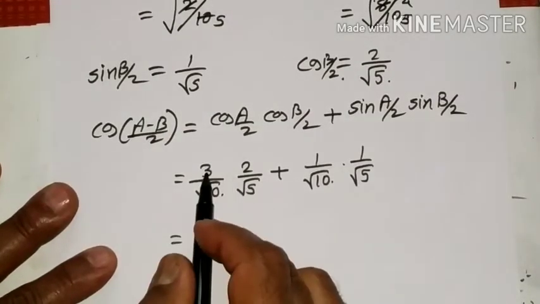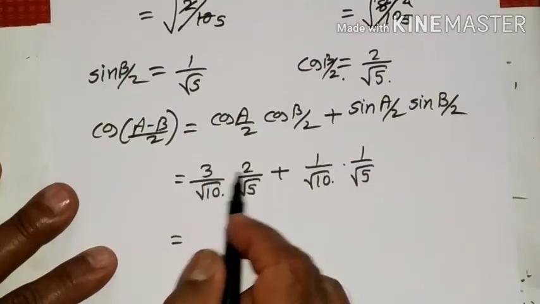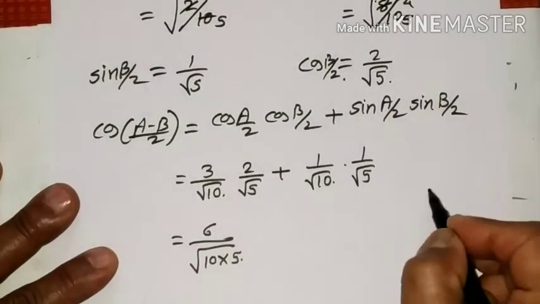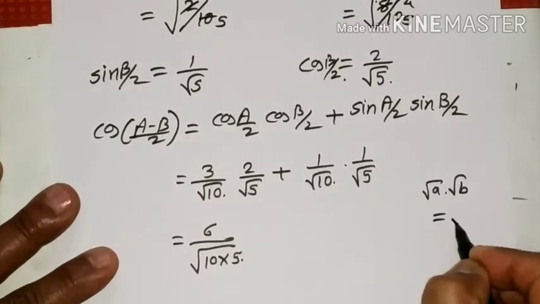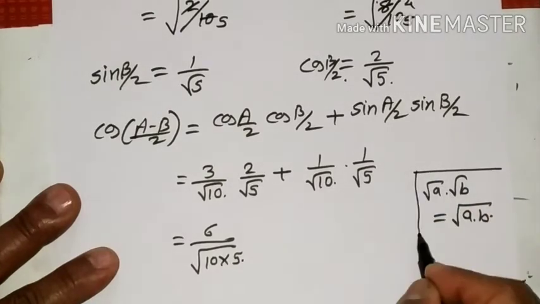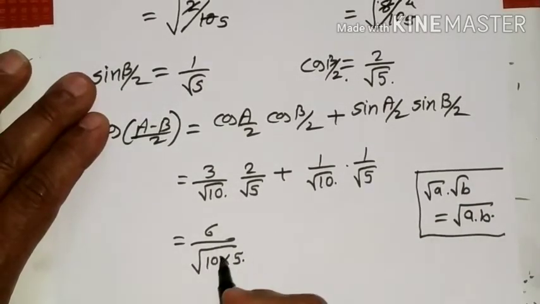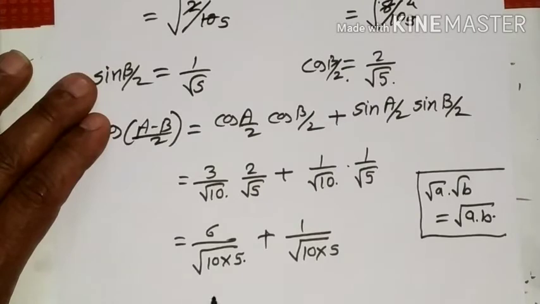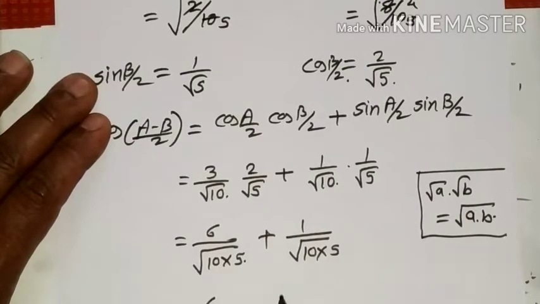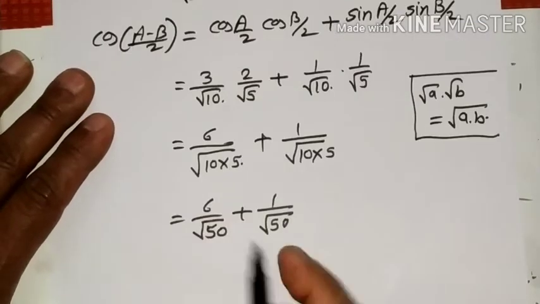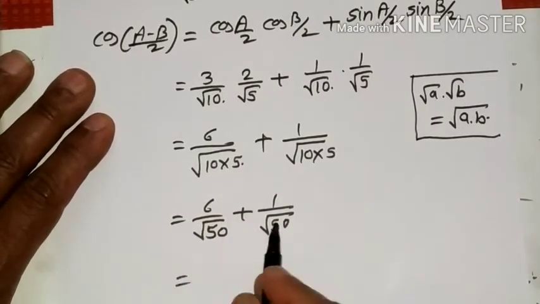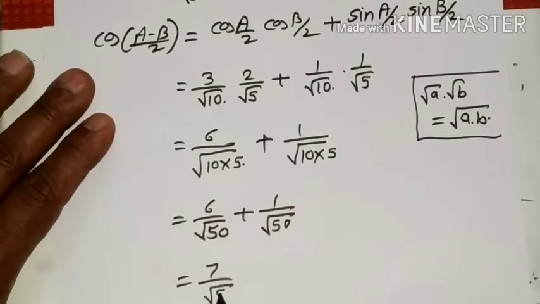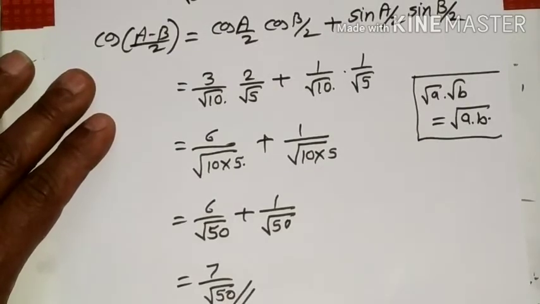Then this is equal to the multiplication of these two terms, 3 twos are 6, divided by root 10 into 5. Root a into root b is equal to root a into b. Using this basic formula, here plus 1 divided by root 10 into 5, 6 divided by root 50 plus 1 divided by root 50. 6 plus 1, denominator is the same for both these two terms. Therefore, addition of the numerator, 7 divided by root 50, is the final result of the example.